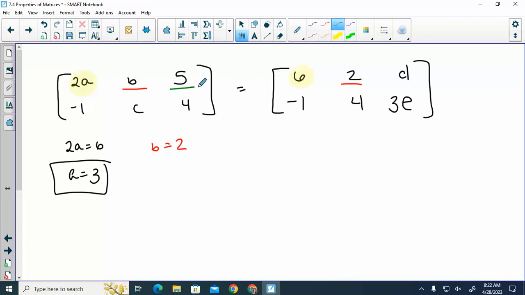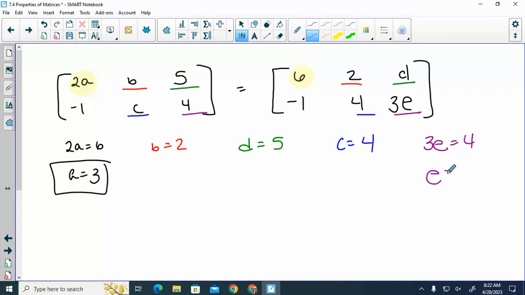Next one, D equals 5. And the next one, they were already equal. -1 equals -1, so we don't have to do anything there. The next one, we have C equals 4. And then the final one would be 3E equals 4, so E equals 4/3. So I could ask you to set up something with just 2 matrices and ask you to find the corresponding variables. Okay, is that all right with everyone?